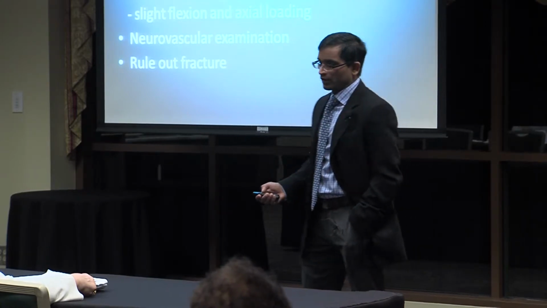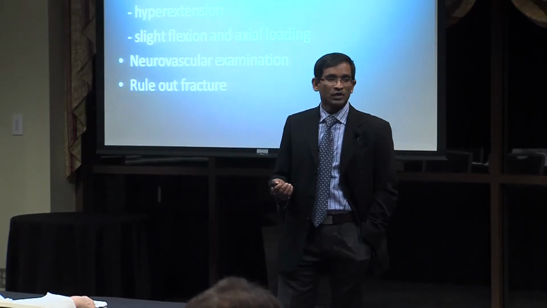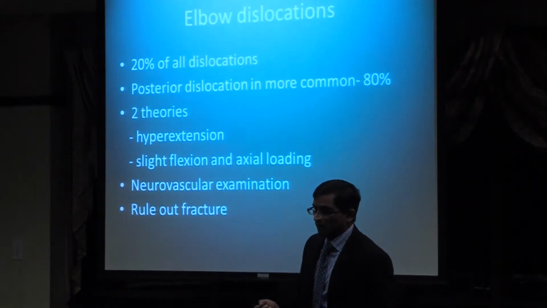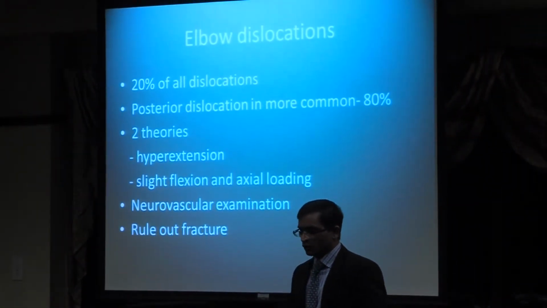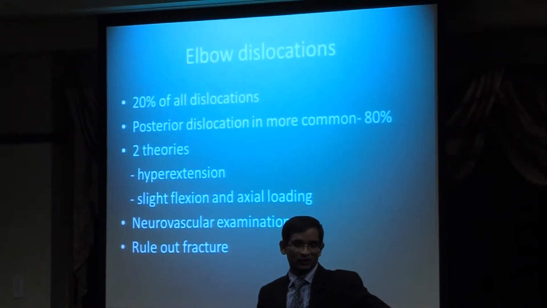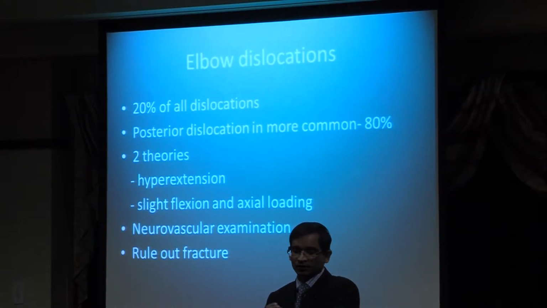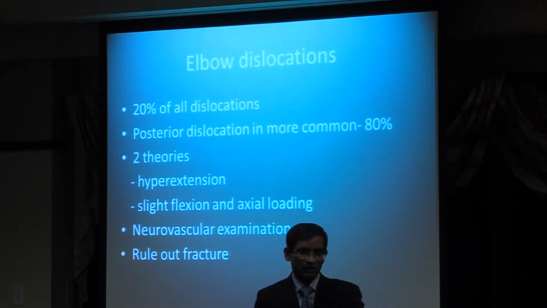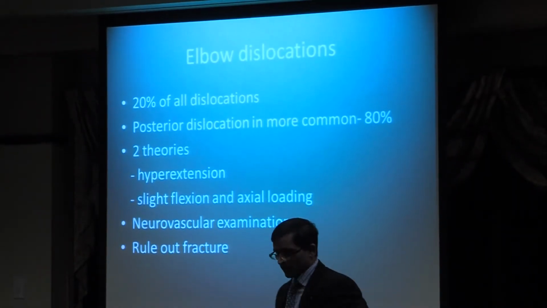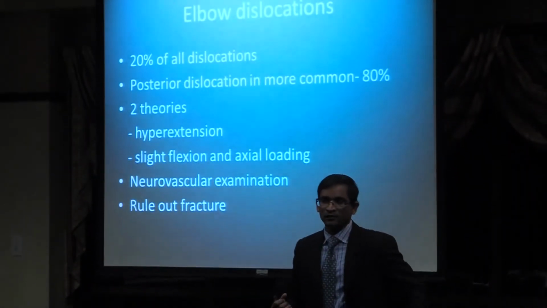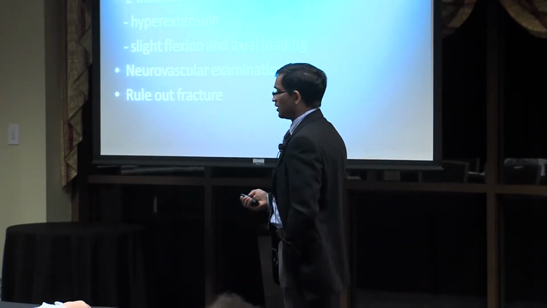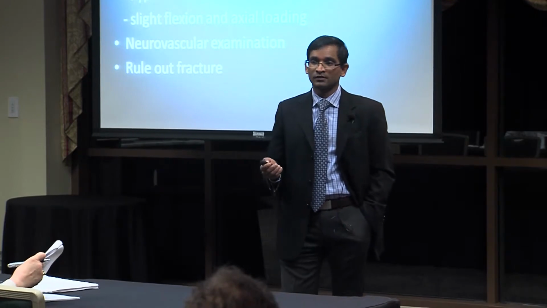And elbow dislocations. These constitute about 20% of all the dislocations we come across. And there are two theories. One is if the arm goes into hyperextension, the olecranon will just lever against the fossa and dislocate. The other mechanism is with a slightly flexed arm. If they fall, because of the axial loading, it can dislocate the elbow. And the most common is the posterior dislocation.